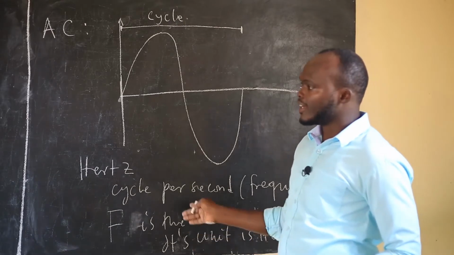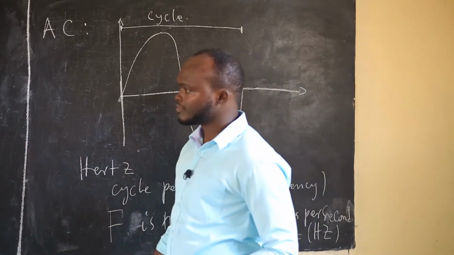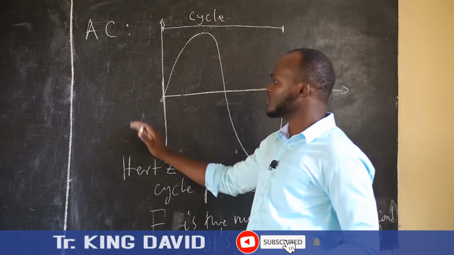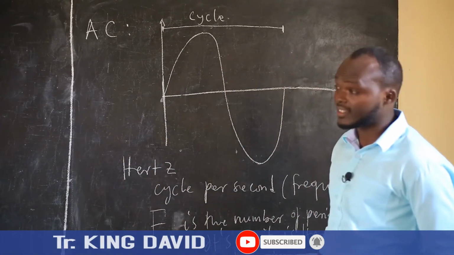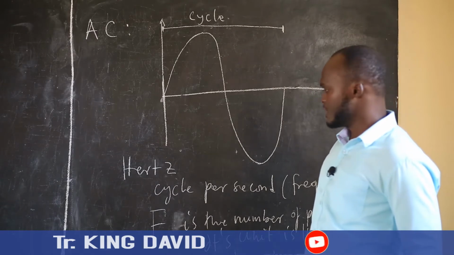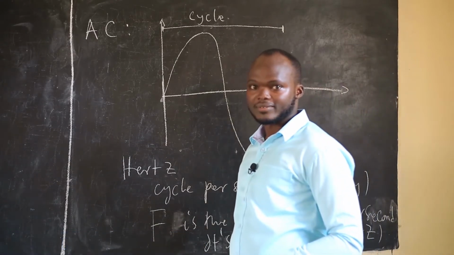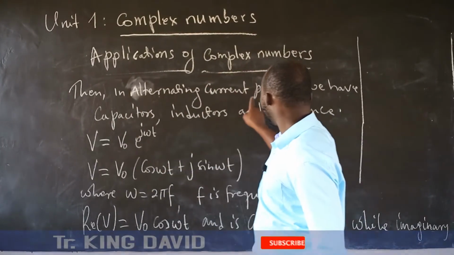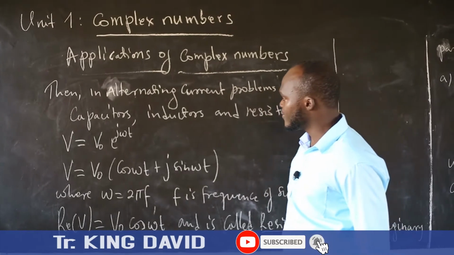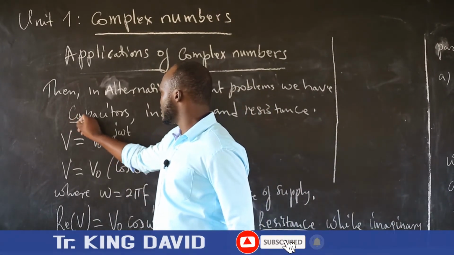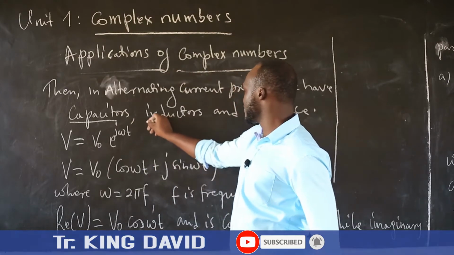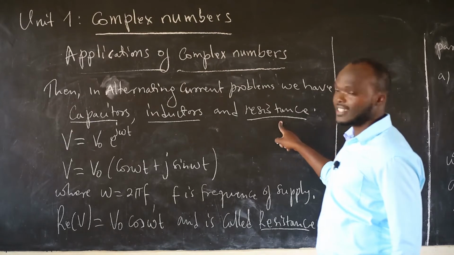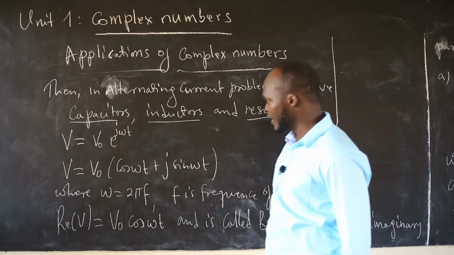So that is a difference of AC and DC. But we are going to put much effort on alternating current because that's where we apply what? Complex numbers. So let us try to see other explanations. Then we proceed. So then alternating current problems, we have their capacitors, we have their inductors, and also resistance. You know that resistance is the opposition to the flow of current.